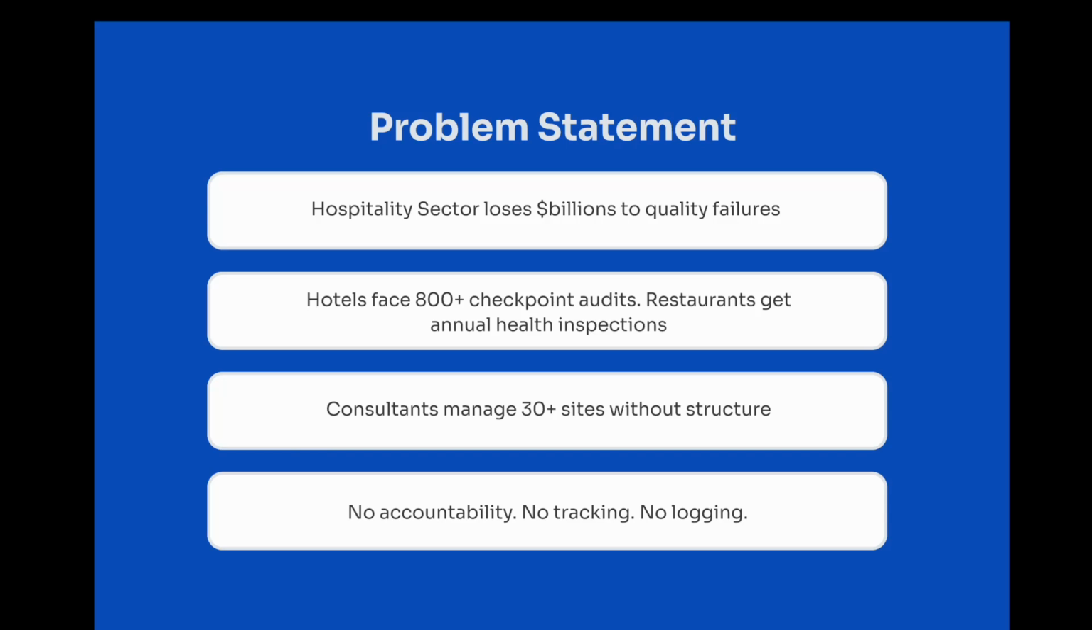The industry generates 4.7 trillion globally but loses billions to quality failure. A single foodborne outbreak can cost a restaurant up to $2.6 million. One negative review can drive away 30 potential customers. And the industry's 74% annual turnover rate means the people who know your standards leave before they can enforce them.